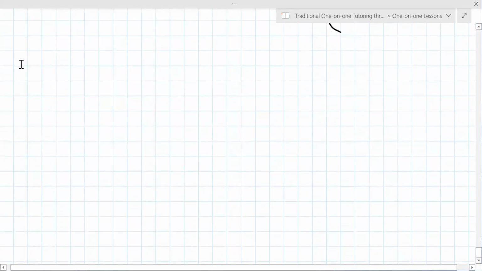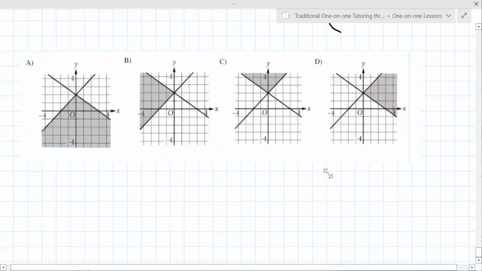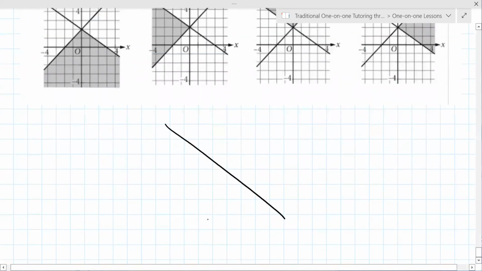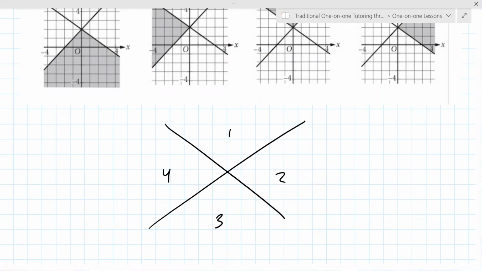All right, let's look at another question here. I want you to look at these graphs and tell me what is different about each graph. The shaded area. Very good. So if two lines intersect, and it doesn't matter where they intersect, there are 1, 2, 3, 4 regions. Correct.